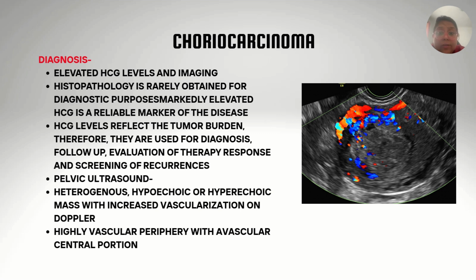On pelvic ultrasound, choriocarcinoma appears as a heterogeneous hypoechoic or hyperechoic mass with increased vascularization on Doppler. So a highly vascular periphery with avascular central portion can be seen in this image.